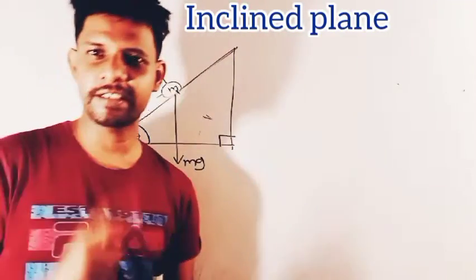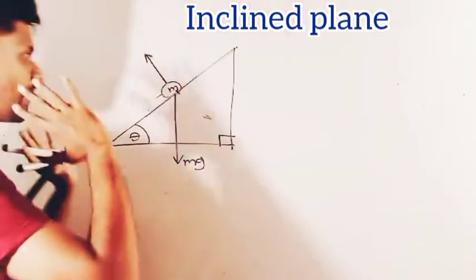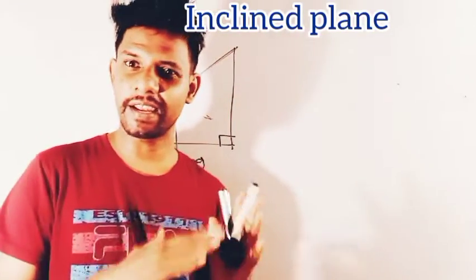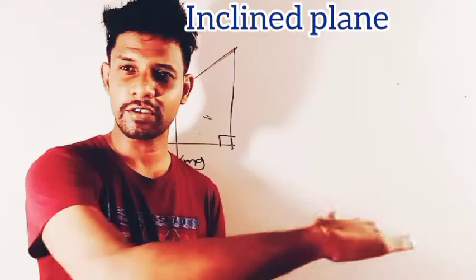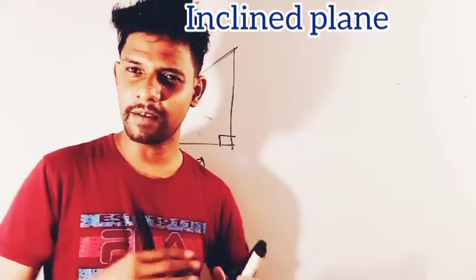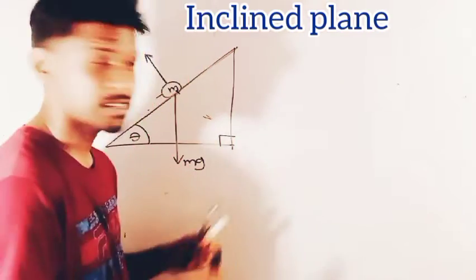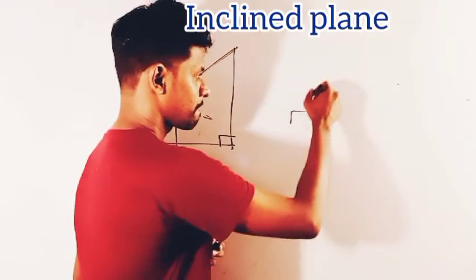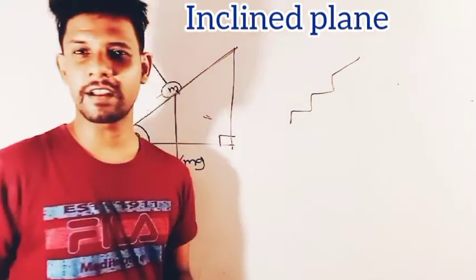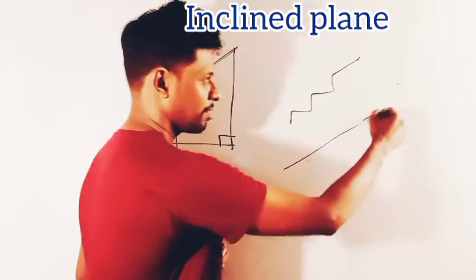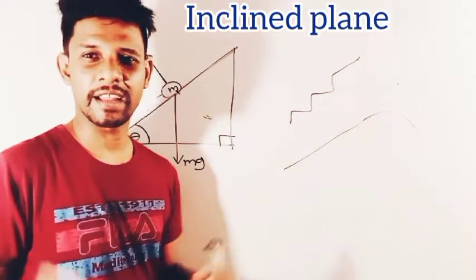Hi, let's discuss completely about an inclined plane. What is an inclined plane? An inclined plane can be anything that is inclined to the horizontal. A good example is a staircase. A staircase has a certain shape. See? So it is an inclined plane. Or just a certain slope, whatever slope of a mountain or anything like that.